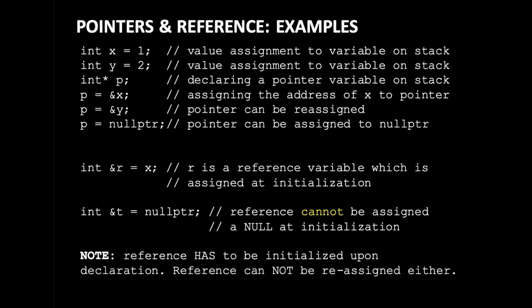To illustrate, let's go through these examples from top to bottom. Let's declare 2 integers, x and y, with values 1 and 2 respectively. And then we declare a pointer variable, an integer pointer called p. This p occupies 8 bytes of memory on the stack, whereas x and y take 4 bytes each. Then we assign the address of x to p. Right after it, we assign the address of y to p. This is permissible because pointers can be reassigned.